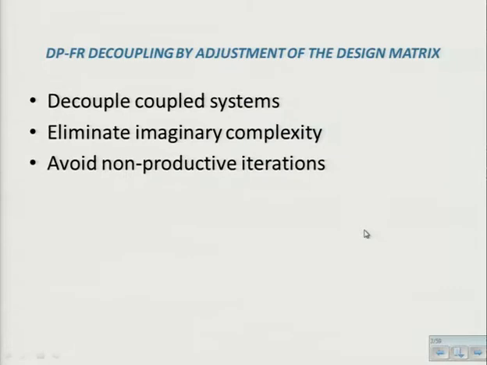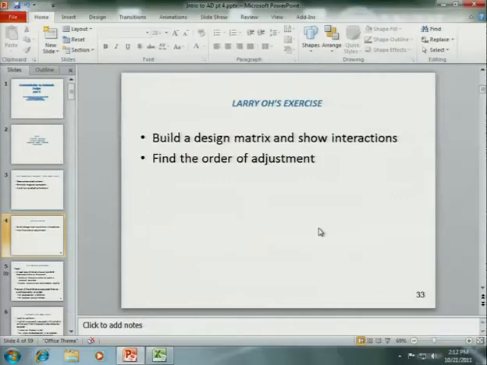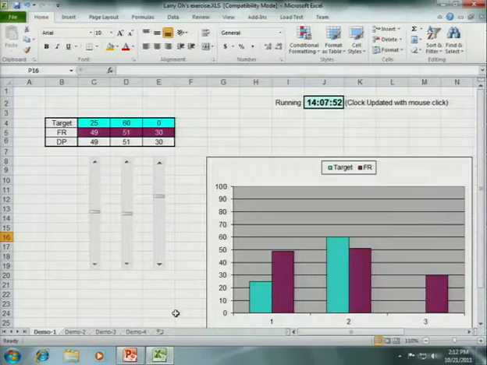So one of the things we learned how to do the last time was decouple coupled systems, in order to eliminate imaginary complexity and avoid non-productive iterations. So one of the things we want to do is build a design matrix and show interactions and then find the best order of adjustment. Now there's an interesting exercise that you can download. It's in an Excel file, and let me bring that up for you.